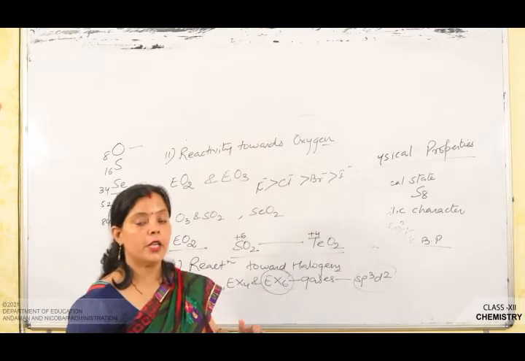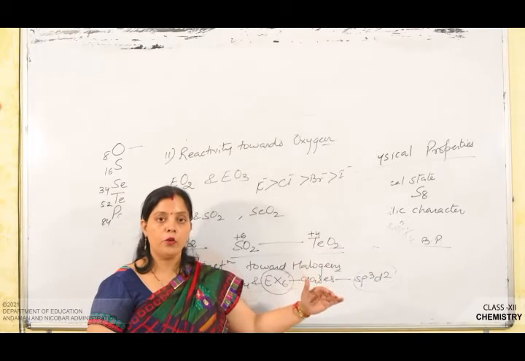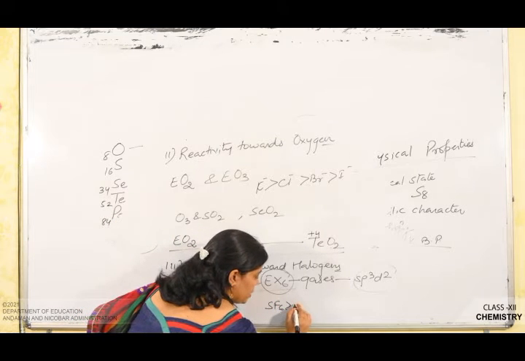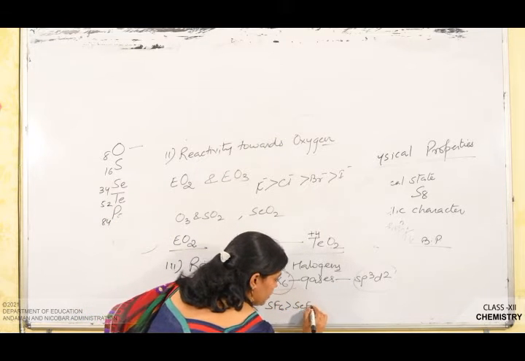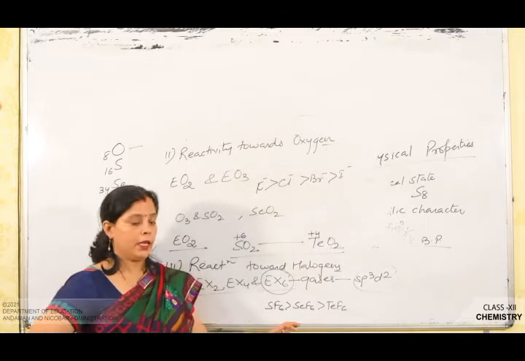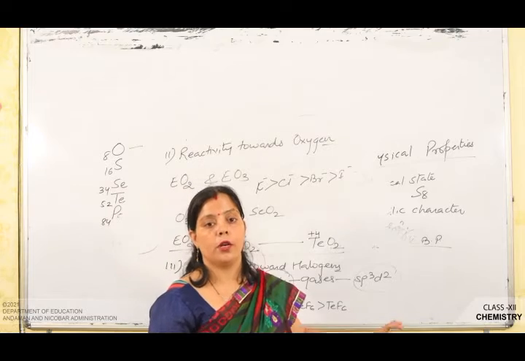So when we arrange the relative stability, it is found that it decreases in the order SF6 is more stable than SeF6, which is more stable than TeF6. So it decreases in this order.